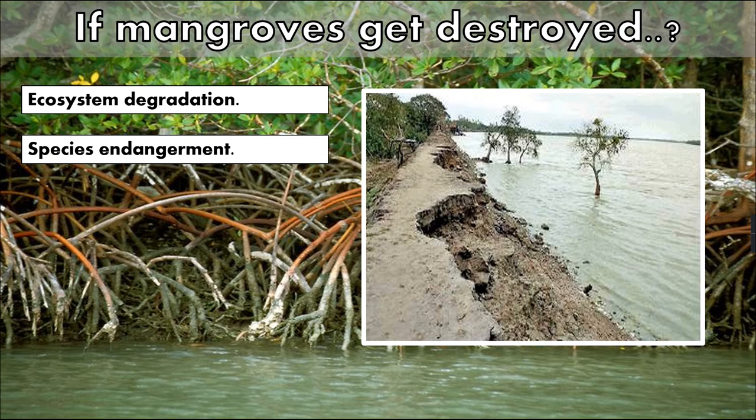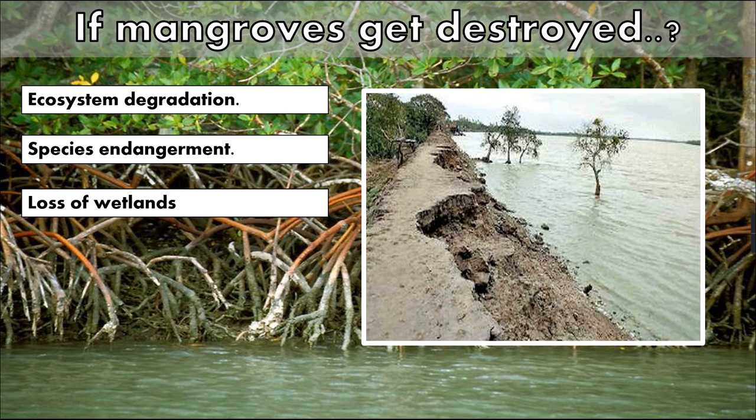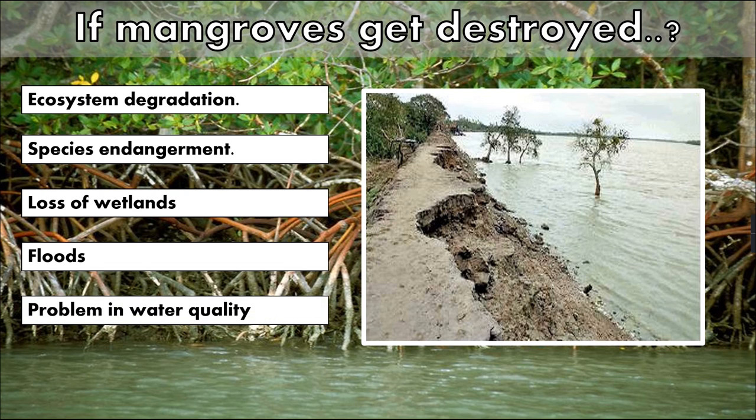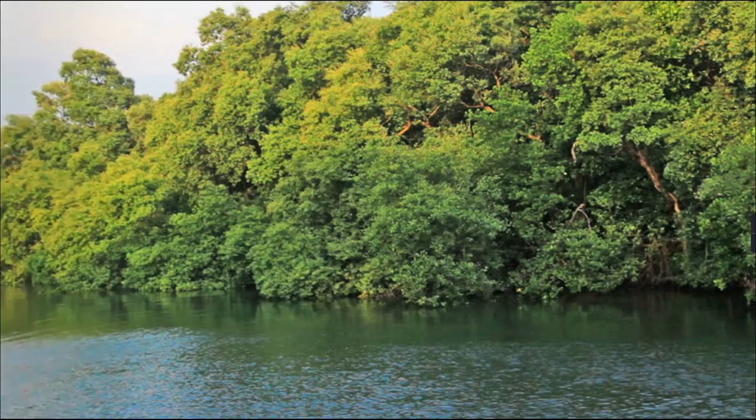Second is species endangerment. We saw that it is a hub for biodiversity, so with no mangroves, the species which live there go into endangerment. Third is loss of wetlands. We saw how mangroves help to protect us from floods, so without the mangroves, automatically there will be floods and problems in water quality.